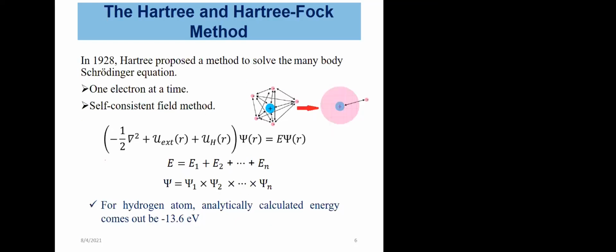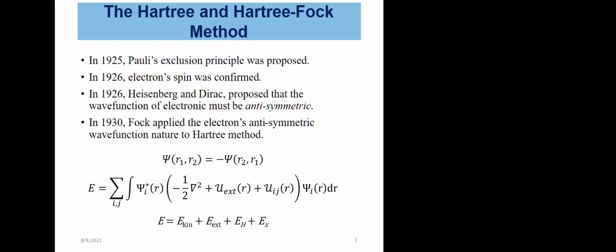So this was given in 1928, but before that, the Pauli exclusion principle was proposed by Pauli in 1925, and the next year, the electron spin was confirmed. When electron spin was confirmed experimentally, Pauli's exclusion principle became valid for electronic systems. And in 1926, Heisenberg and Dirac proposed that since electrons have spin, due to the exclusion principle, two electrons cannot be at the same site. So the wave function for the electrons should be antisymmetric so that it can follow Pauli's exclusion principle.